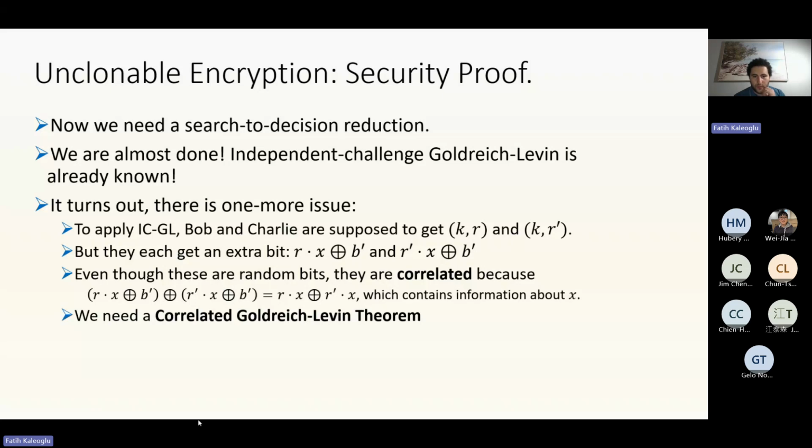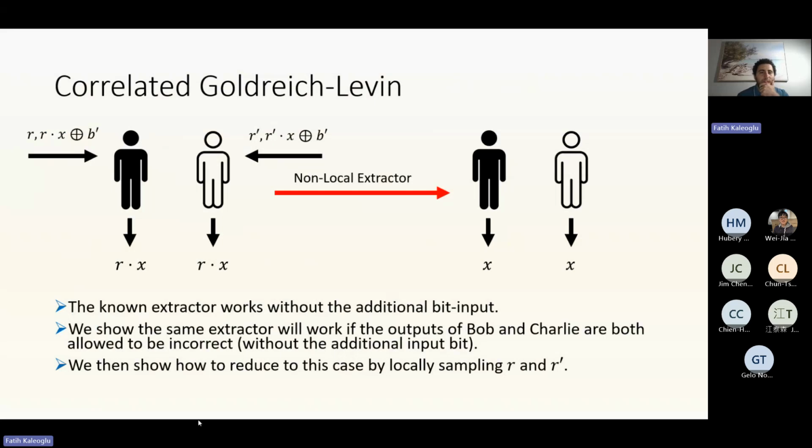In fact, if you XOR them, then it's the same as XORing r.x and r prime.x, which means it contains some information about x, the correlation between these bits given to Bob and Charlie, which means the type of Goldreich-Levin theorem we need looks as follows. So what we want is that if there's a non-local adversary, and when you give R to Bob, R prime to Charlie, in addition to these correlated bits, if they can output the correct inner product, r.x, and r prime.x, sorry, it's one more typo, hopefully the last one. So the white stickman Charlie here needs to output r prime.x.